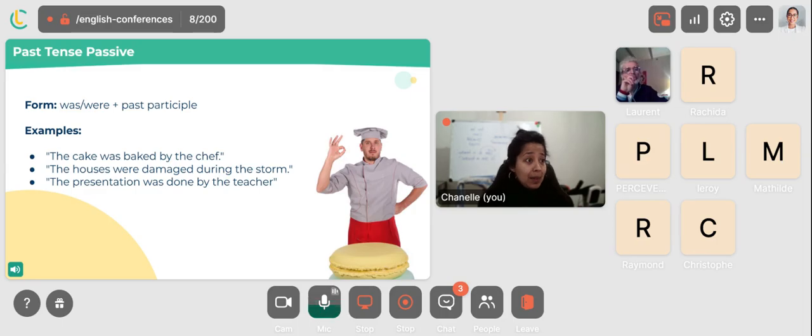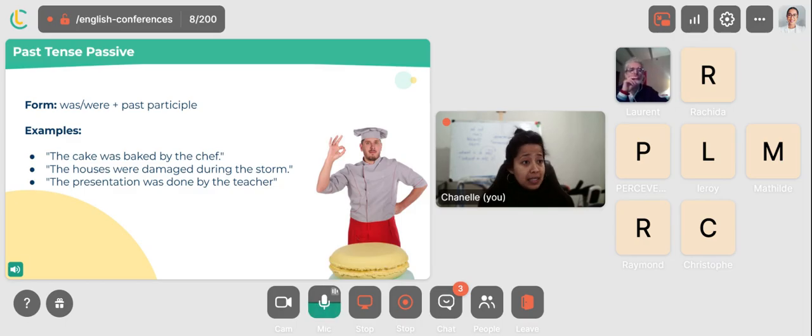Past tense passive. So now, as you can see, our am, is, and are has become was and were, plus your past participle. The cake was baked by the chef. The houses were damaged during the storm. The presentation was done by the teacher.